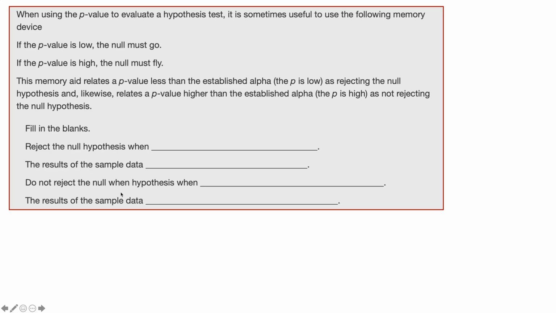When using the p-value to evaluate a hypothesis test, it's sometimes useful to use the following memory device. And we'll mention this multiple times over the next couple of lessons. If the p-value is low, the null must go. If the p-value is high, the null must fly. Once again, if the p-value is low, then the null must go. If the p-value is high, the null must fly.